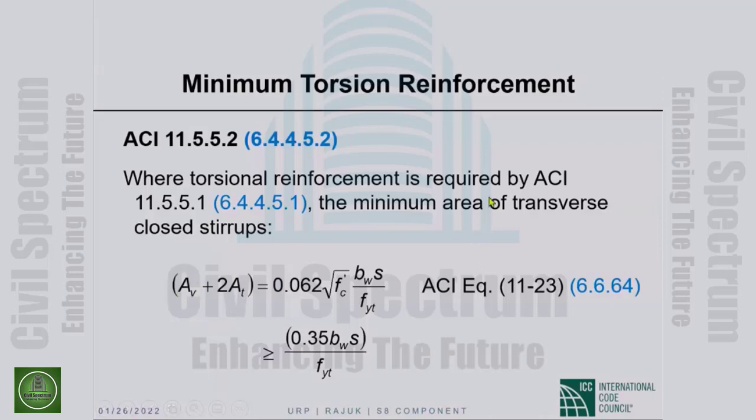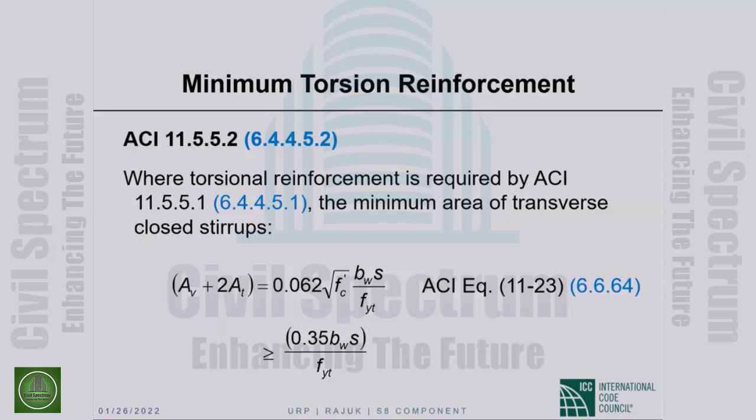That's what the minimum applies on. Where torsional reinforcement is required by ACI, the minimum area of transverse closed stirrups is equal to that. So A sub B would be all the legs of shear reinforcement and 2 legs of torsional reinforcement. That's what the minimum applies on. And this has been talked about already a couple of times.